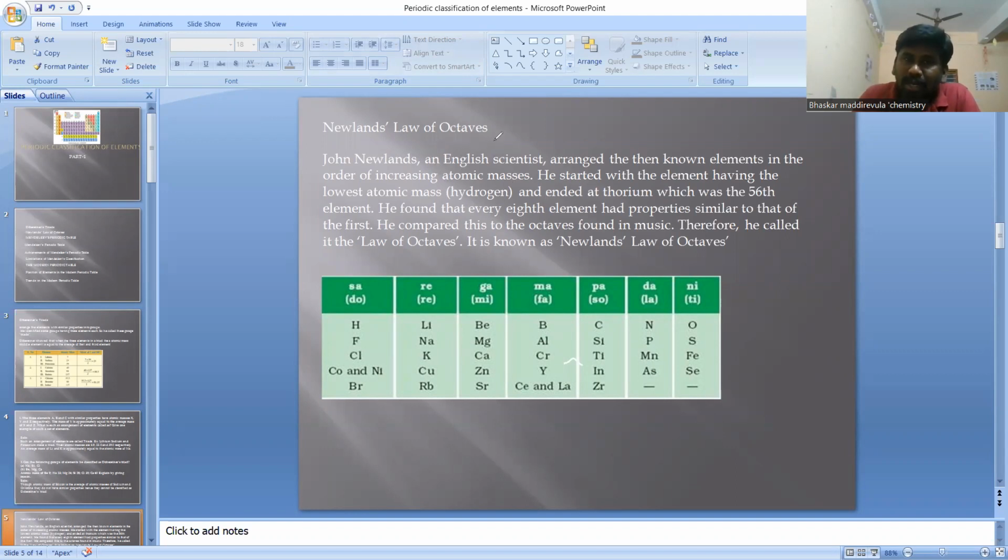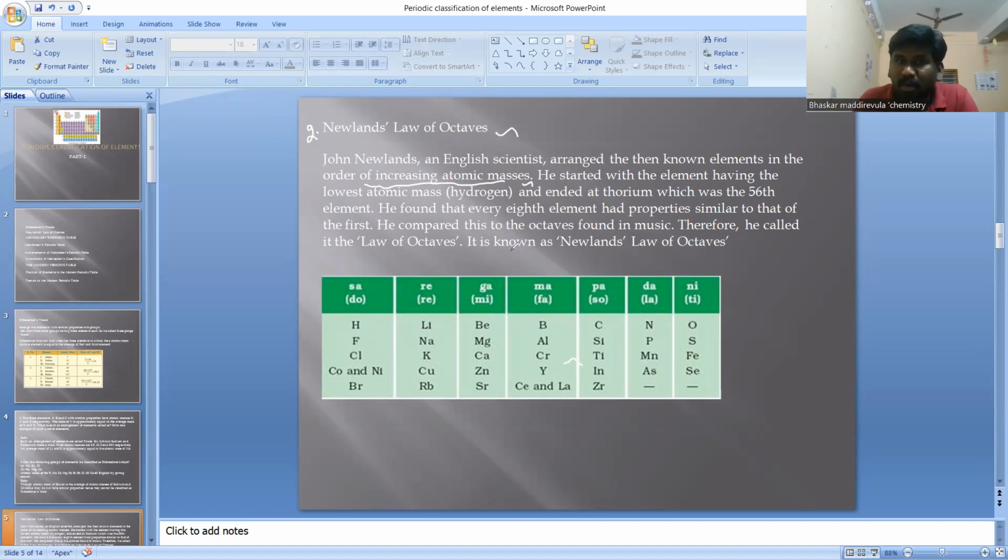So Newland's law of octaves, this is the second topic of the periodic classification of elements. To overcome the limitations of the Dobereiner triads, this chemist arranged the elements in the increasing order of atomic masses.